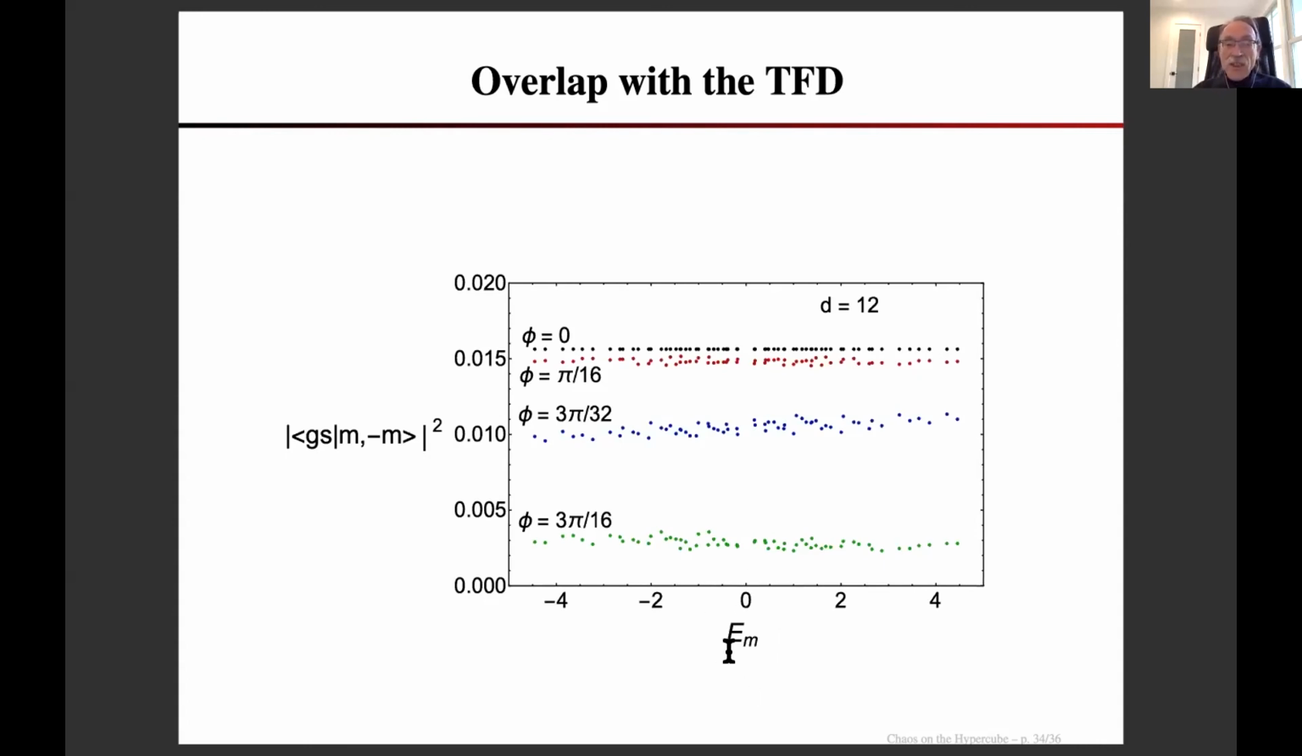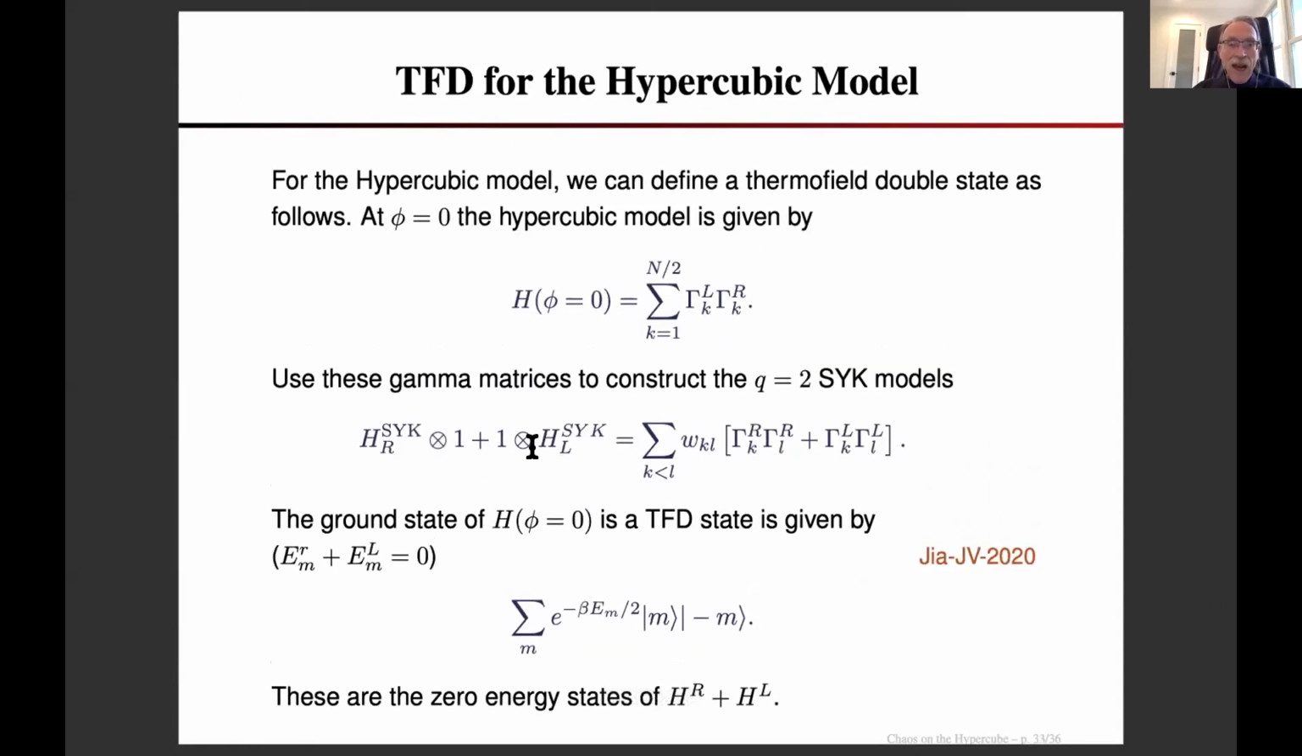Here are the energies of one of the two-body Hamiltonian. One remark I also should say is that the thermal field double property actually is independent of the choice of the Hamiltonian that determines the basis. We could also have chosen here a four-body SYK model, and we would also have found that the ground state of the hypercubic model for phi equal to 0 would have been a thermal field double, but we didn't try that.